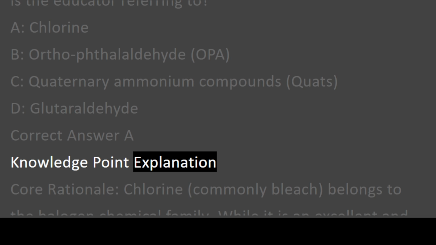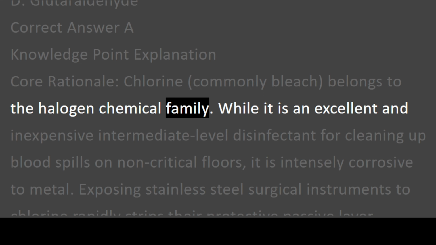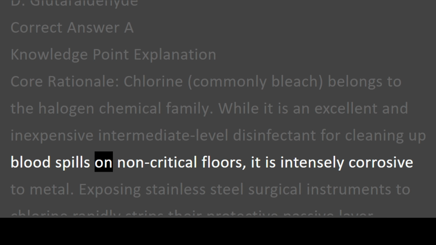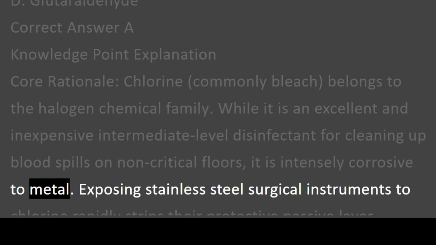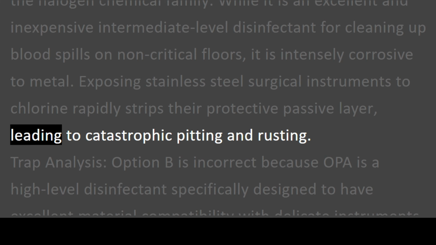Knowledge point explanation. Core rationale. Chlorine, commonly bleach, belongs to the halogen chemical family. While it is an excellent and inexpensive intermediate-level disinfectant for cleaning up blood spills on non-critical floors, it is intensely corrosive to metal. Exposing stainless steel surgical instruments to chlorine rapidly strips their protective passive layer, leading to catastrophic pitting and rusting.